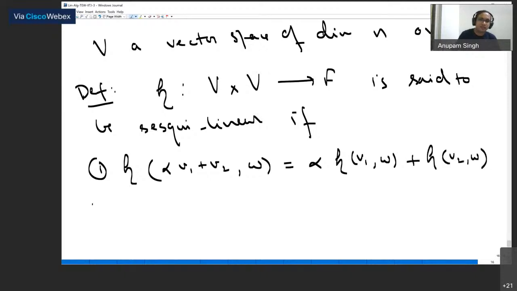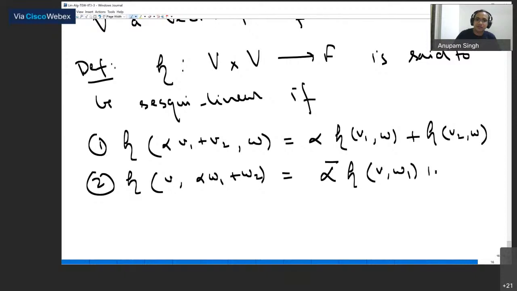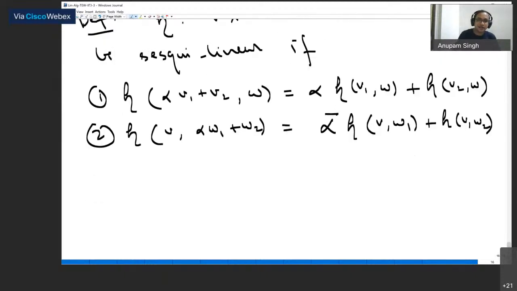And it is bar linear, or what is called conjugate linear, in the second coordinate. So what happens in the second coordinate is that the bar comes out. If I take alpha W1 plus W2 in the second coordinate, then when alpha comes out, it comes out with a bar. The bar is the value of alpha after applying sigma. So it is alpha bar H of V comma W1 plus H of V comma W2. This is the definition of a sesquilinear form.